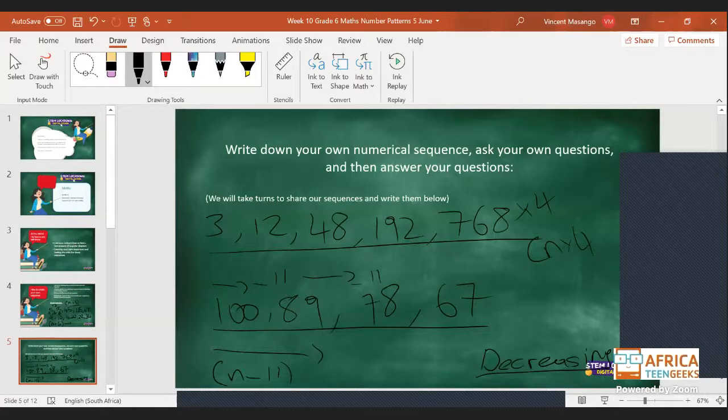Right, that's perfect. Okay, so you guys can now have a look at your own sequences. You can create your own sequences, you can create your own different patterns, as long as there's a rule for the next person who obviously was not part of the process where you created your pattern, and your general rule can then help that person to work out how to find terms within that particular sequence.